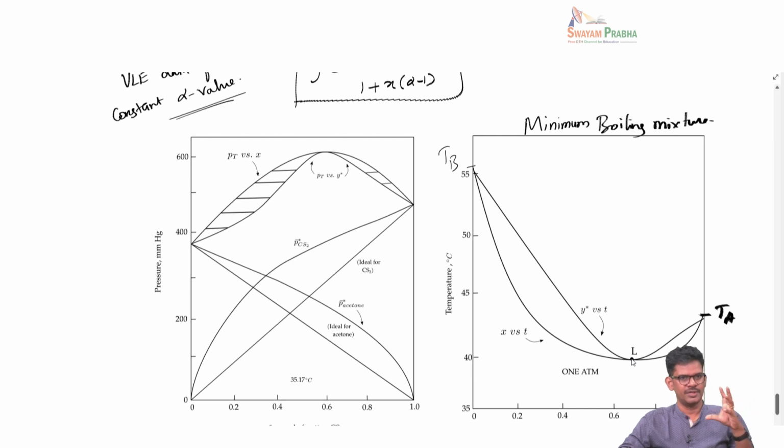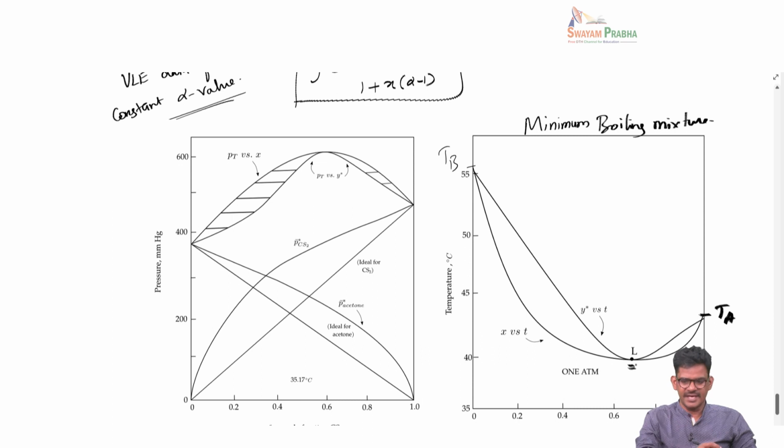In an azeotrope, the composition of the liquid and the composition of the vapor are exactly the same. Usually we say A will be rich in the vapor phase compared to the liquid, but in this case, when the two curves pinch, when they touch each other, the composition of the vapor and the liquid are actually the same. Okay, and what is the consequence of that? You see there is a point L, this is called the azeotropic point.